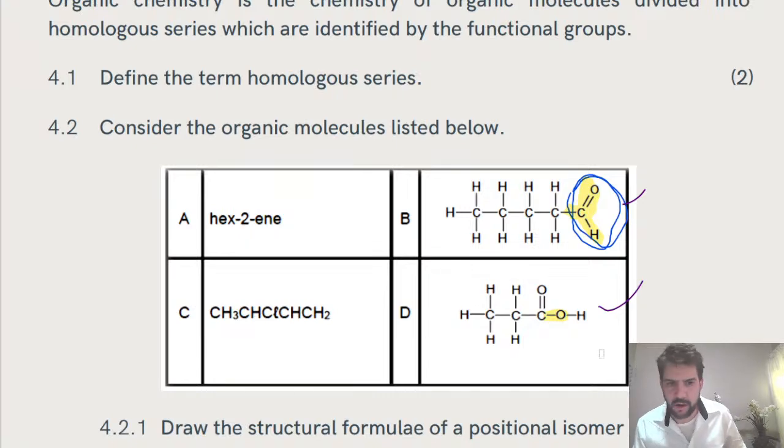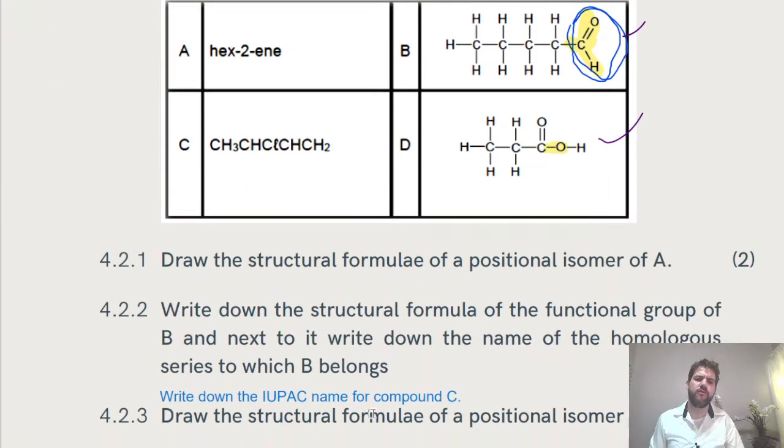Okay. Now, if we go to question 4.2.1: draw the structural formula of the positional isomer of compound E. We already spoke about positional isomers, so I don't think I have to go back and explain everything. We have hex-2-yne. If we have compound A, pardon, this one is question 4.2.1.